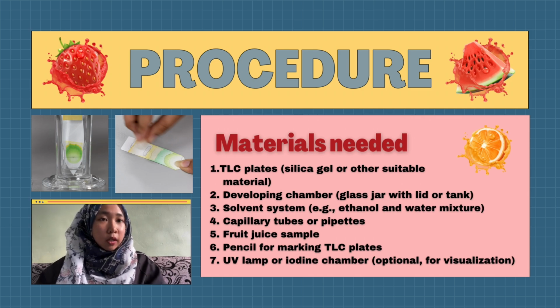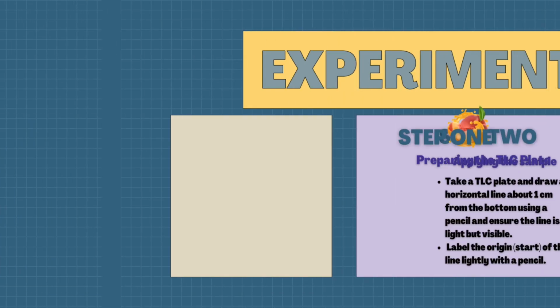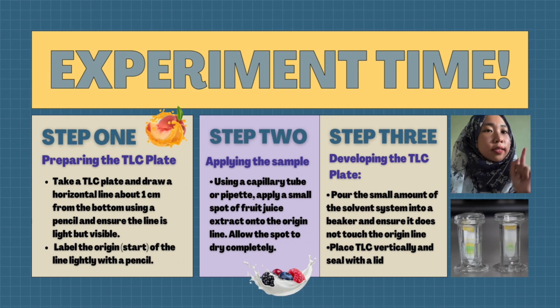It is optional for visualization process. Now, I'm going to explain the procedure. Step 1. Preparing the TLC plate. Take a TLC plate and draw a horizontal line about 1 cm from the bottom using a pencil. Make sure the line is light but visible. Label the origin, start of the line lightly with a pencil.